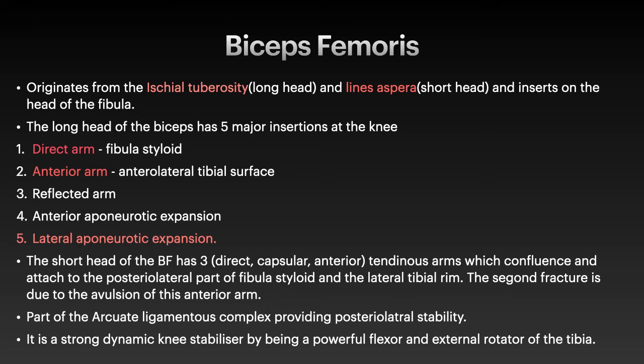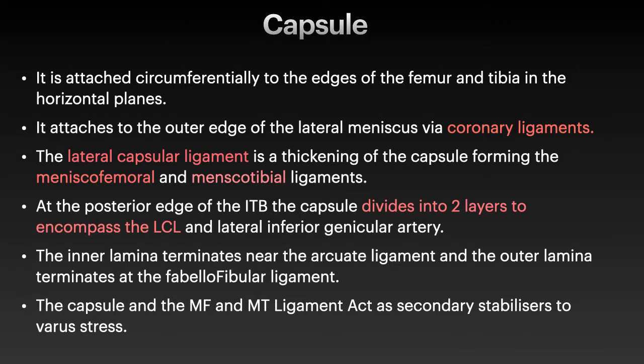The short head of the biceps has three tendinous arms: the direct, capsular, and the anterior arms. All of them confluence and attach to the posterolateral aspect of the fibular styloid and the lateral tibial rim. The Segond fracture is due to the avulsion of this anterior arm of the short head of the biceps. It is a part of the arcuate ligament complex providing posterolateral stability, and also a dynamic knee stabilizer by providing a powerful knee flexor and external rotator of the tibia.